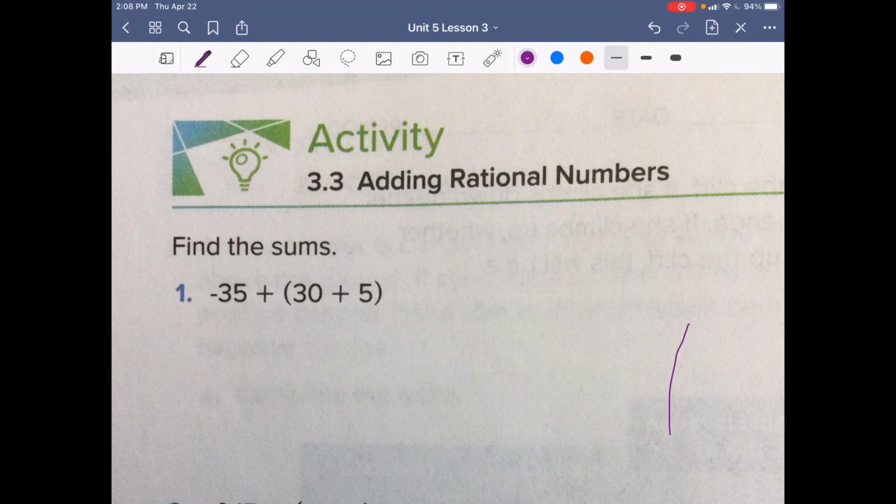All right, so here we have to remember a little bit about PEMDAS. PEMDAS: parentheses, exponents, multiplication, division, addition, subtraction. So we look at this first one, we have to remember parentheses. So we would have negative 35 plus, what's 30 plus 5? 35. Negative 35 plus positive 35, those cancel each other out, and now we have 0.